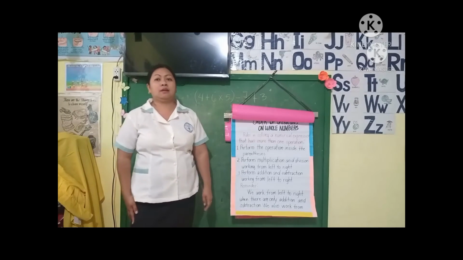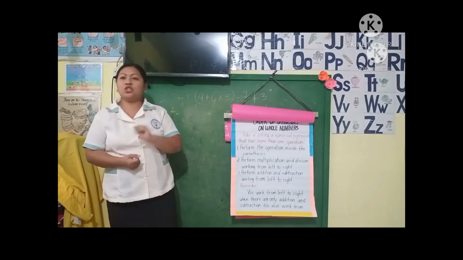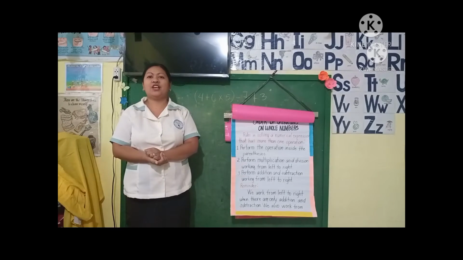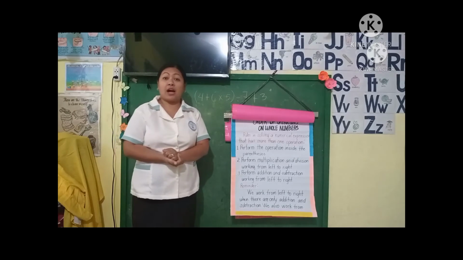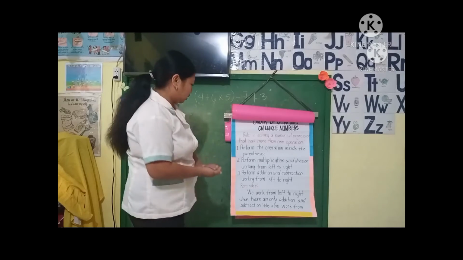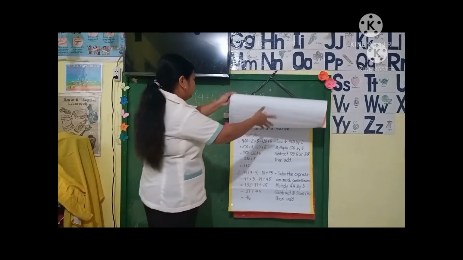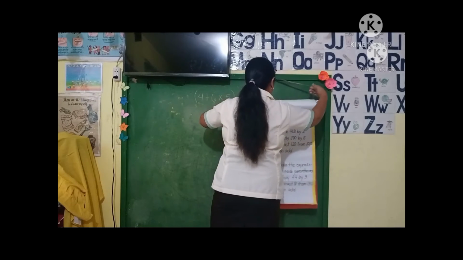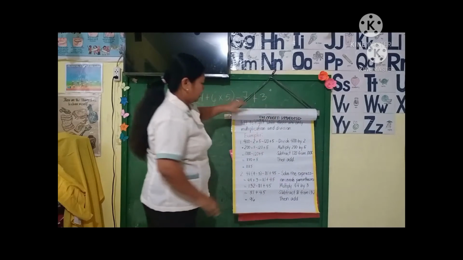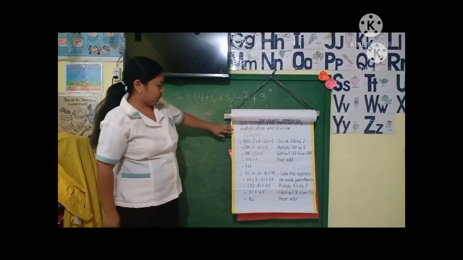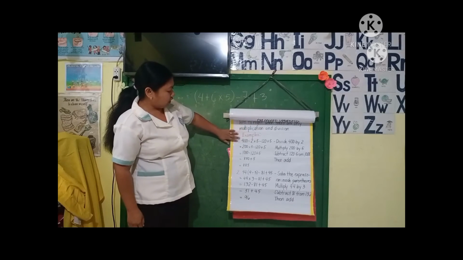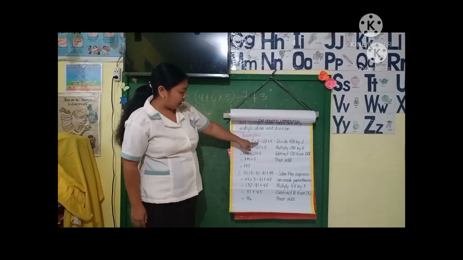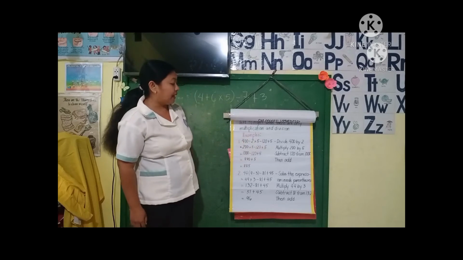And whose solution do you think is correct? Yes, Hannah. Great. So let us try other examples. For the first one, the expression is 400 divided by 2 times 5 minus 120 plus 5.